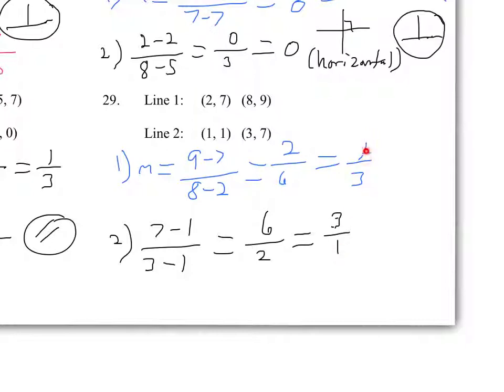They are reciprocals of each other, but these are not perpendicular, because perpendicular lines have opposite reciprocal slopes, and these aren't opposite. So these lines are neither. They're not parallel, they're not perpendicular.